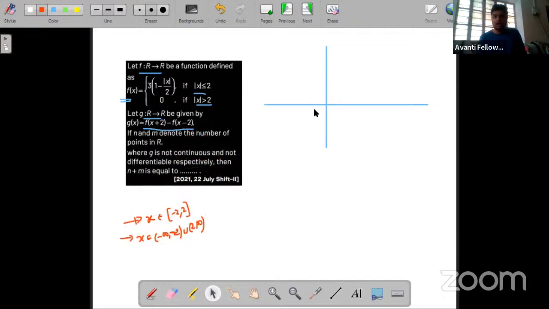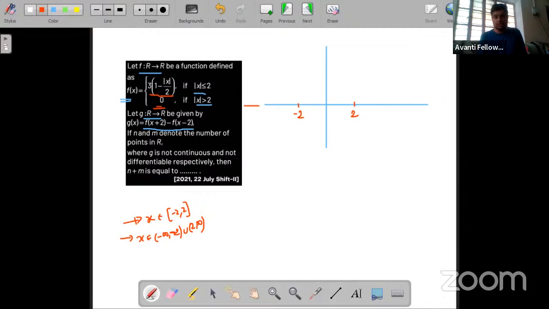Okay, now we will draw the graph first of all from minus 2 to 2. So let's say this point is minus 2 and this point is 2. In this interval we have to think of this graph as this function. The good thing is that from minus infinity to minus 2 union 2 to infinity, in this interval, the value of the function is 0.